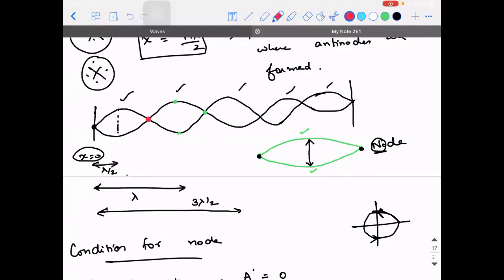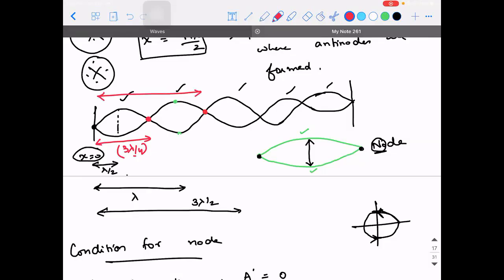3/4 lambda. So 3 by 4 lambda. So from here it is 3 lambda by 4 at which you are getting the first, the first node is starting. After this, what will this distance be from the starting point?